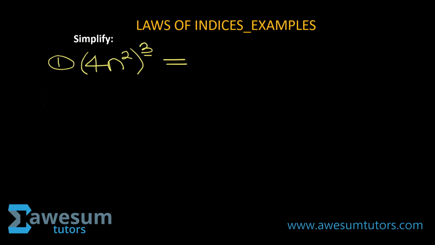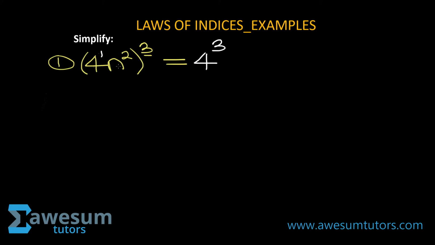Okay? And if you take note, you realize that 4 is the same as 4 raised to the power of 1, right? So that means for me to be able to simplify this, I would have 4 raised to the power of 1, which is then raised to the power of 3. So I would say 1 times 3. That is going to be 3. So that is 4 raised to the power of 3.